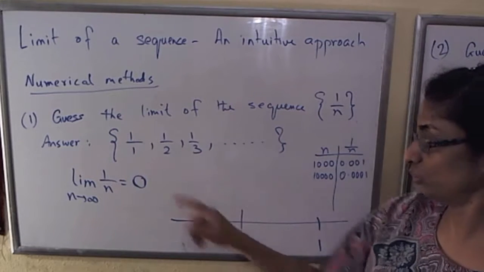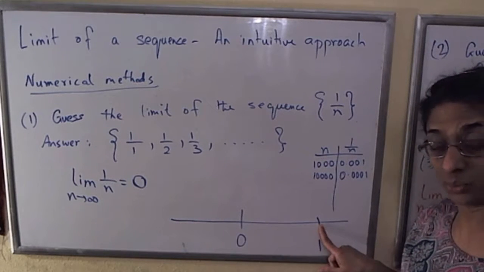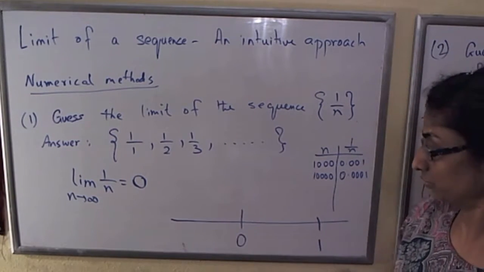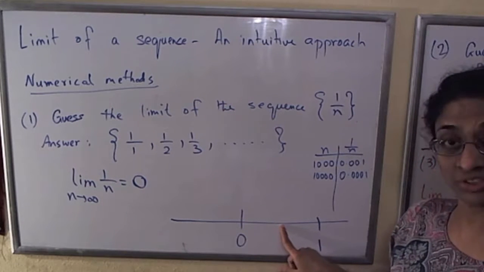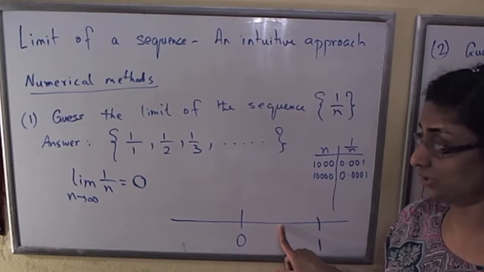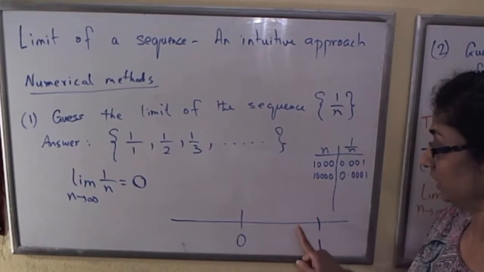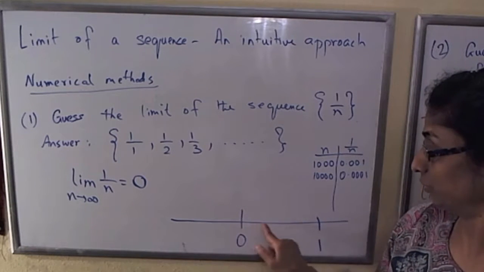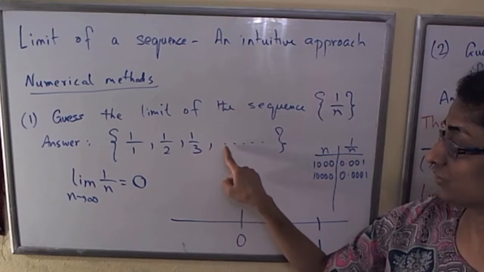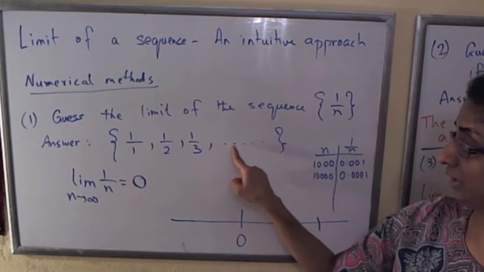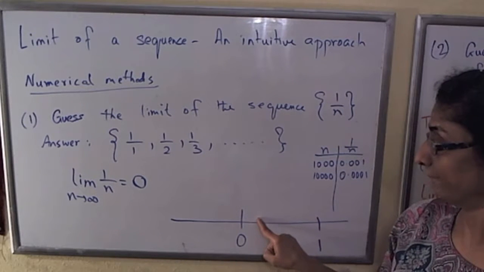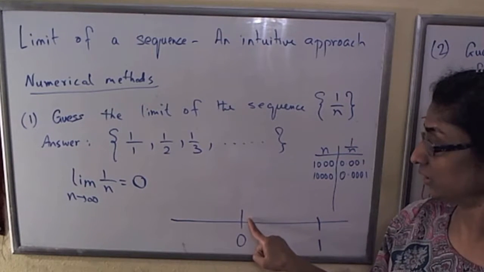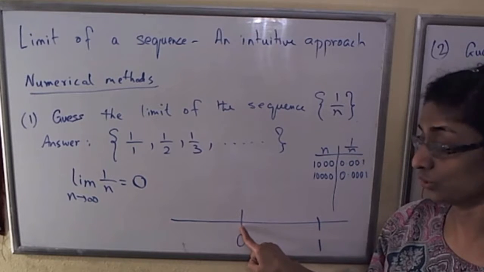As you can see, 1 over 1, that would be that point. If you plot the second number of the sequence, I won't plot it here, but it will be somewhere here, exactly in between 0 and 1. 1/3, that is 1/3 of the way, probably somewhere here. And as you can see intuitively, when you begin to plot these numbers, those numbers are getting closer and closer and closer to 0.